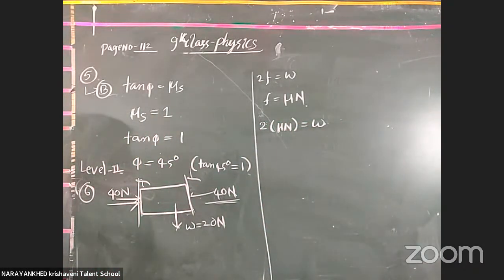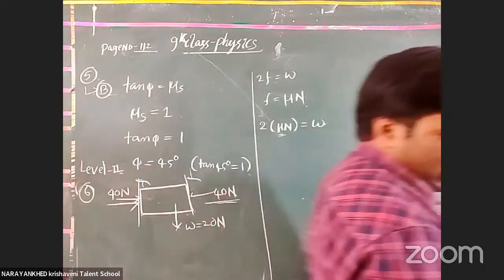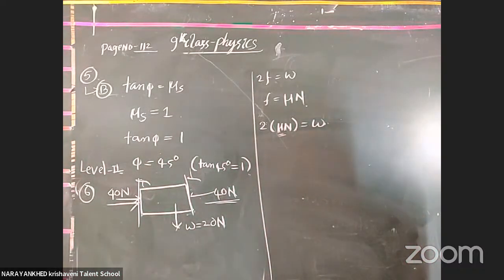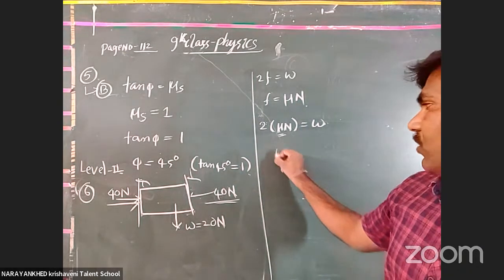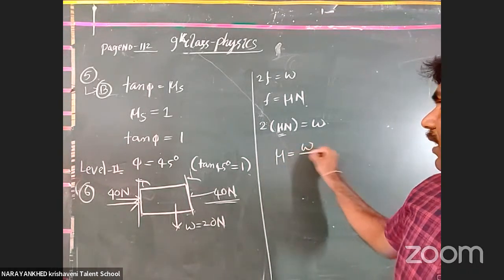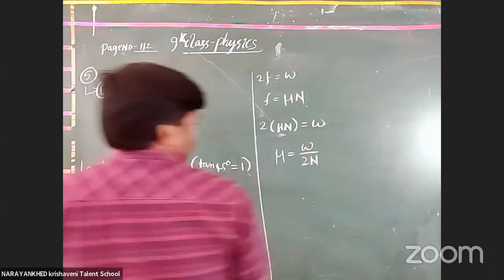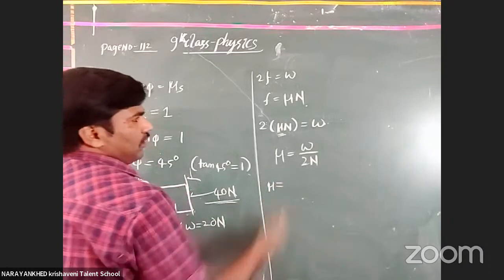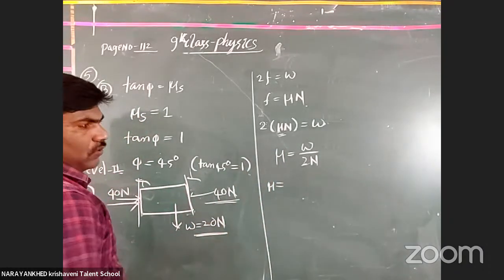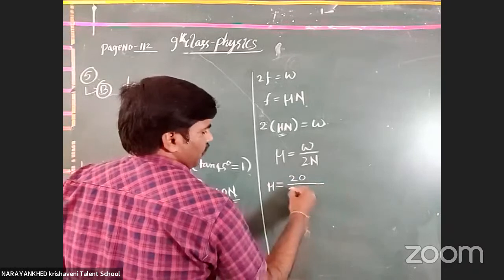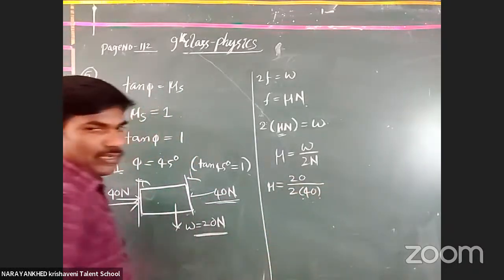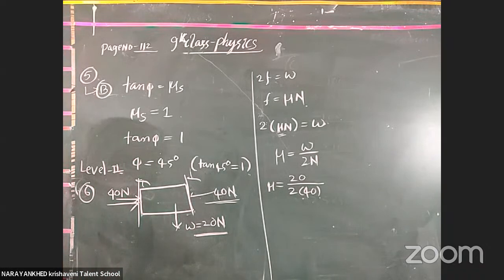Got it or not? What we require here is the mu value, that is only what we have to find out, the coefficient of friction. So mu is equal to W by 2N. Now mu is equal to W, which is 20 newtons, divided by 2 into 40. N value is 40, since both sides 40 we are applying.